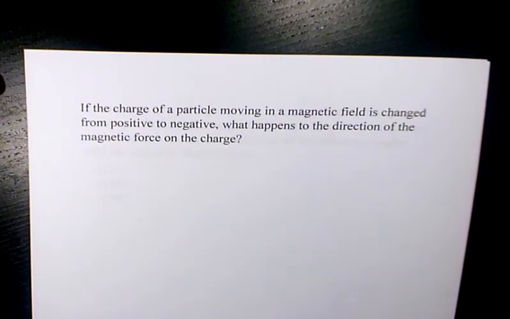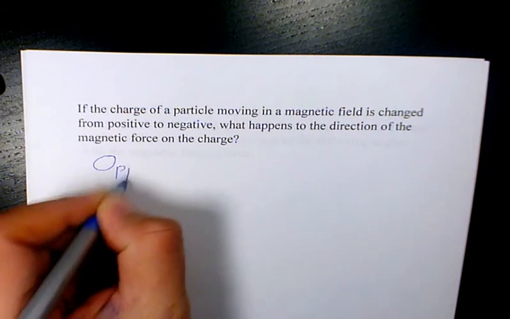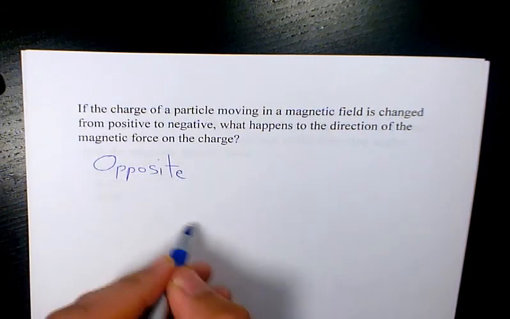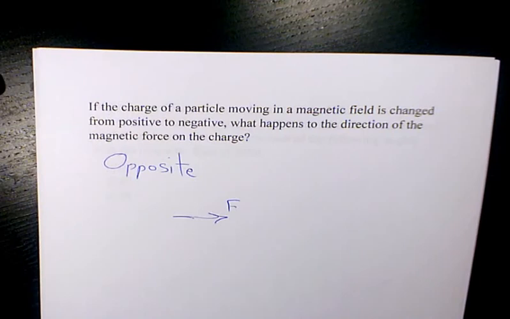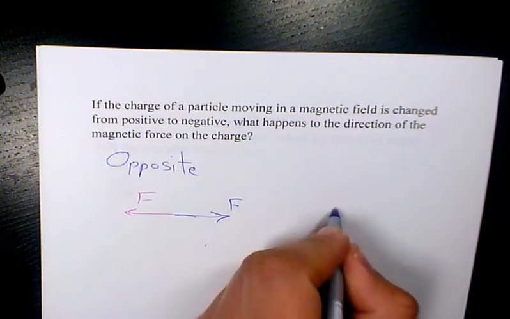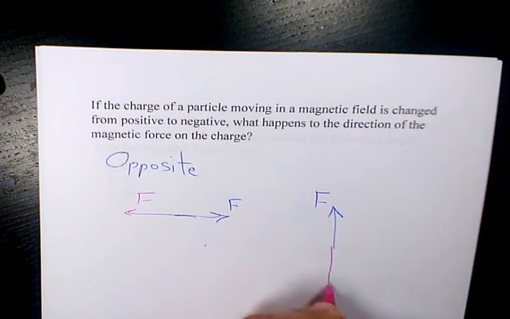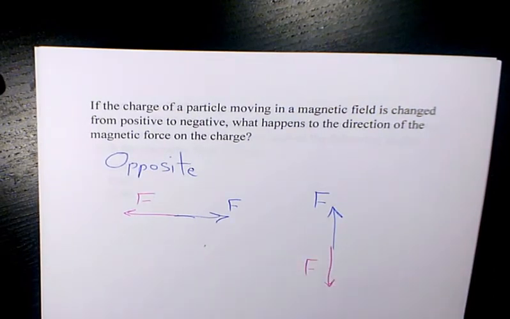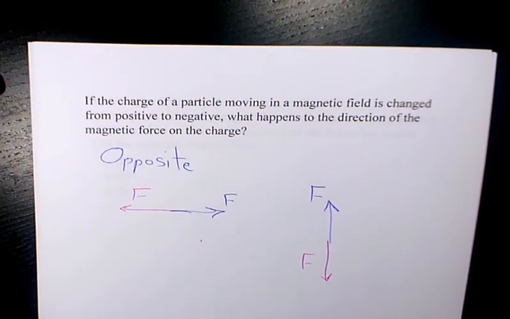Next example, if the charge of the particle moving in a magnetic field is changed from positive to negative, what happens to the direction of the magnetic force on this charge? It's going to make it opposite. For example, if the force is going right, then it becomes left. If it's into the page, it becomes out of the page. If it was going up before, it is going to go south now. So that's how it changes when the charge of the particle changes from positive to negative or from negative to positive.